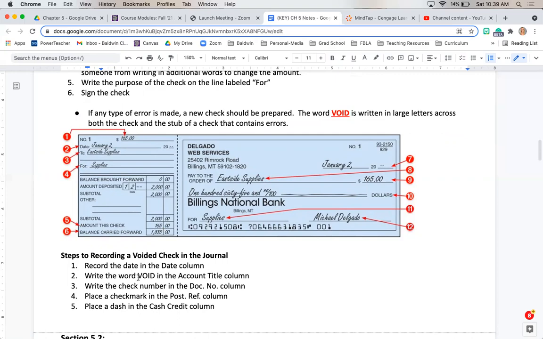If for any reason we need to void a check, meaning the amount was incorrect, the date was wrong, we paid it to the wrong person, we would write void across the whole check, and that just indicates that that check no longer can be used and that check had some errors in it.